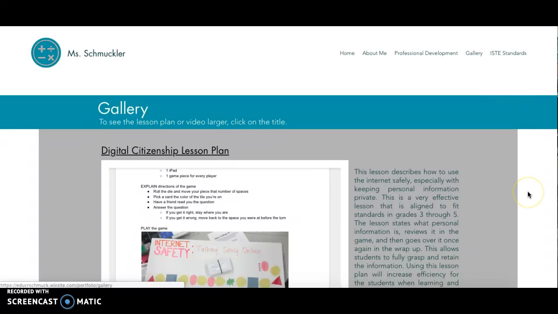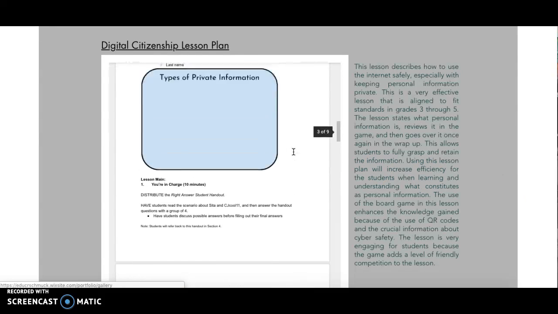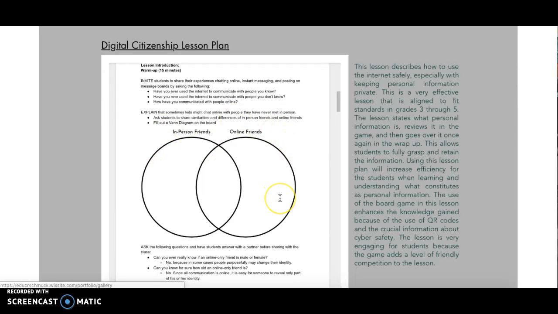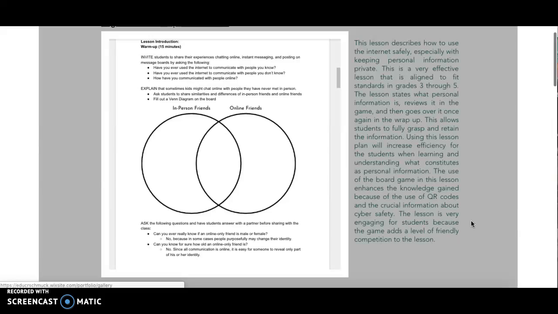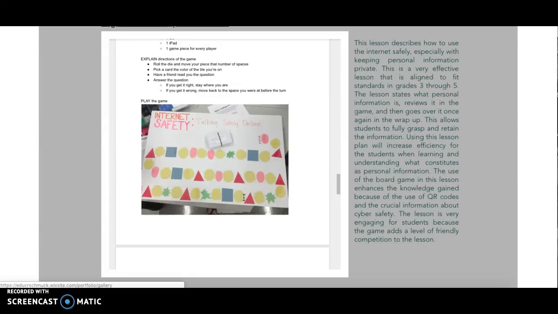The first thing I want to show you is my digital citizenship lesson plan. This is a lesson plan that talks about safety online. In this day and age, all students are going to use the internet. It's just about how to do it safely. This lesson plan really goes through the ins and outs of what personal information is and how to keep it private. It also goes through a few warm-ups, such as describing the difference between in-person friends and online friends. This lesson is geared towards grades 3 through 5, which fits with what I want to teach. This lesson is really engaging because it ends in a game that allows students to use technology and QR codes while playing the game. So they're not just talking about technology, but they're using it as well.